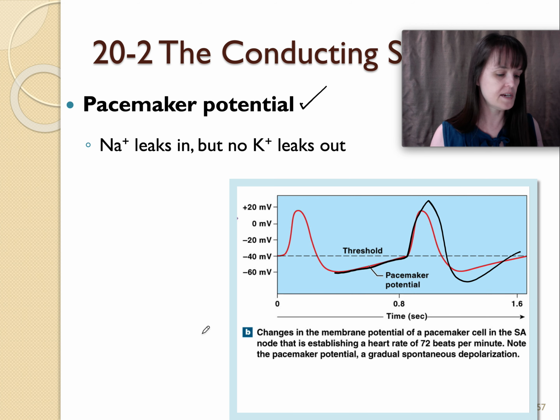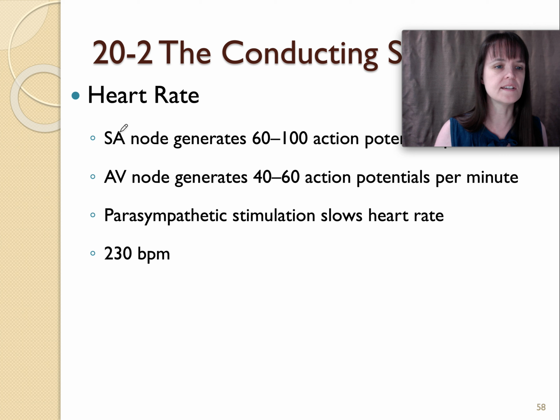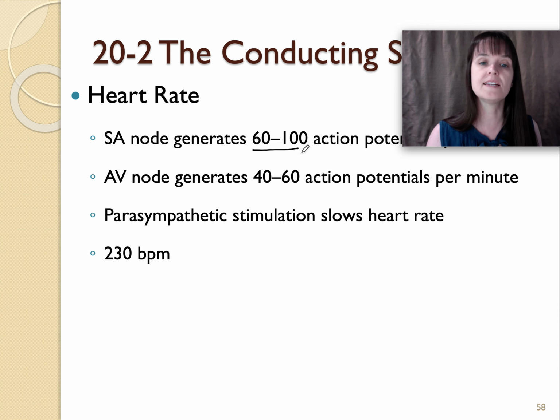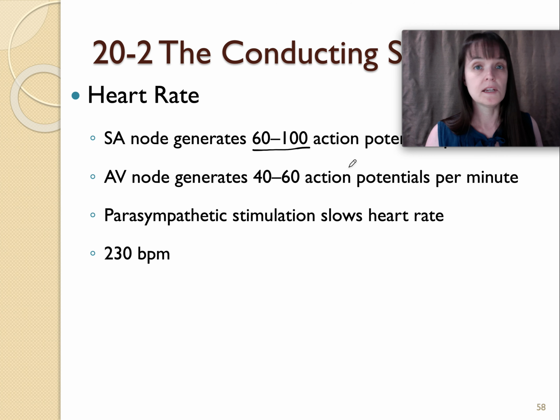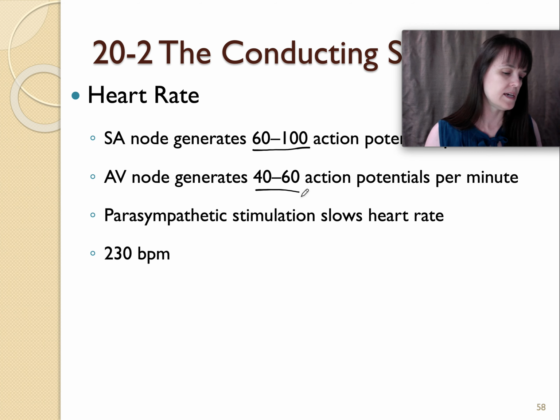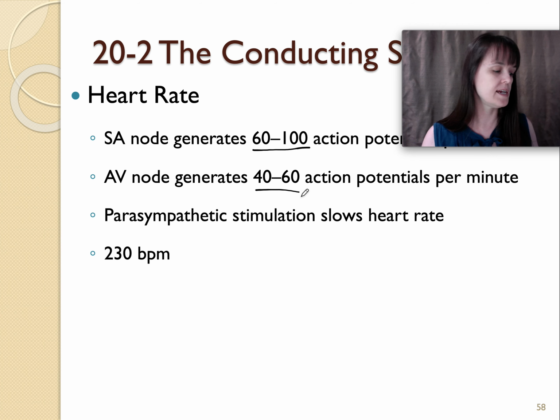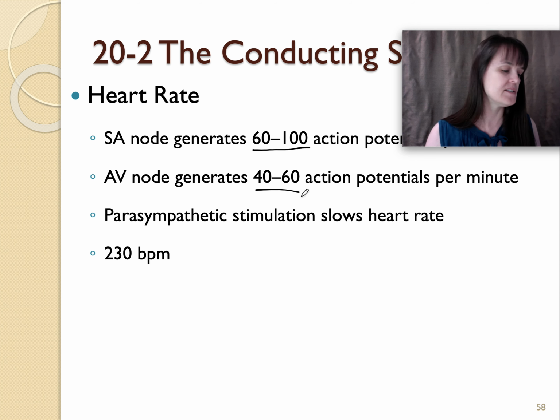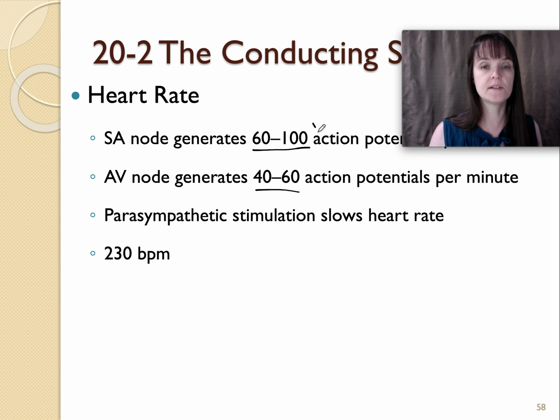The membrane potential constantly drifts towards threshold. That sounds like test question-ish wording, doesn't it? Okay, the heart rate. Spontaneous depolarization is fastest at the SA node. The SA node is 60 to 100 beats per minute. You need to know these numbers. Yeah, you need to know these numbers. Followed by the AV node, which generates 40 to 60 beats per minute, action potentials per minute. This is why the SA node is the pacemaker.